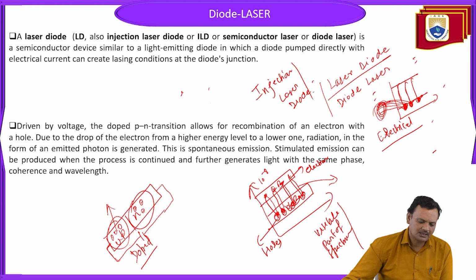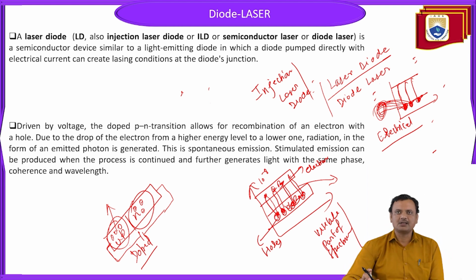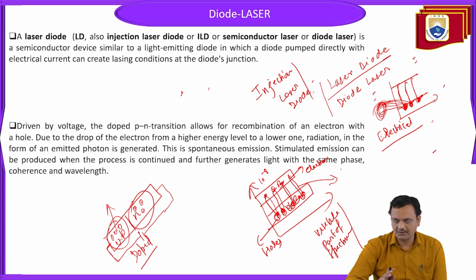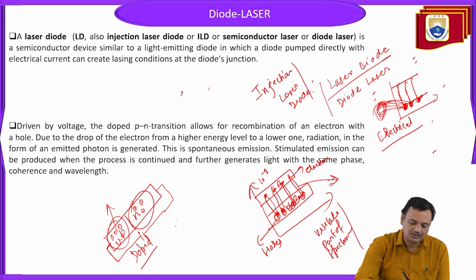So the same thing is written. Driven by the voltage, the doped p-n transition allows for recombination of electron with hole. Due to the drop of the electron from a higher energy level to a lower one, to their ground state, the radiation in the form of an emitted photon will be generated. This is the spontaneous emission. One thing: during this recombination process, whatever photon or light is generated comes from the spontaneous emission process.